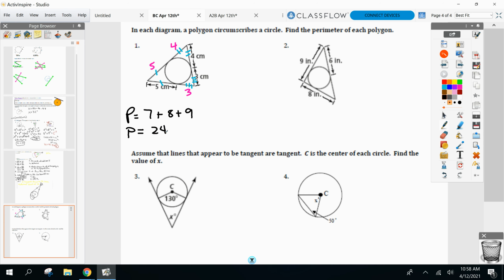(24 centimeters). So this is where I'm going to start using this theorem, when I see a figure circumscribed around a circle.